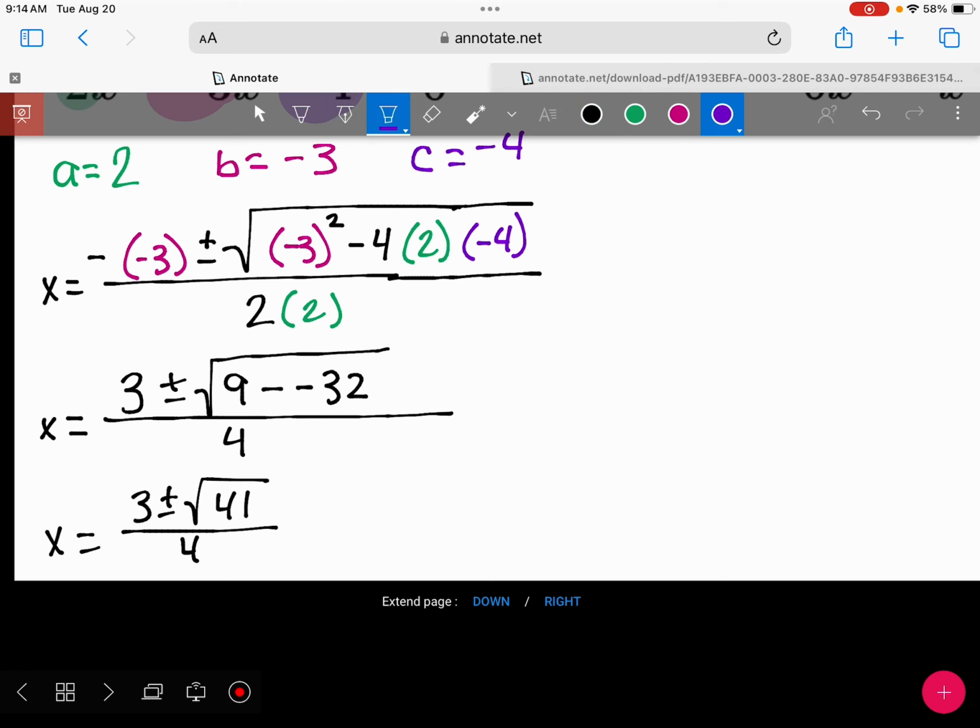Can we simplify square root of 41 at all? Is it important to check? Yes. Yes. Because sometimes we will be able to simplify, and I'll show you what that looks like in a minute. Okay, so this is our total fully complete answer. You can leave it as plus or minus.